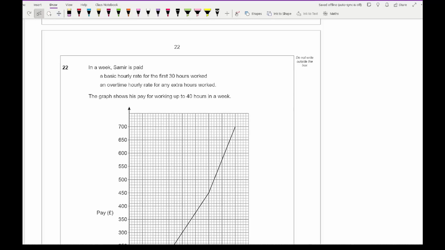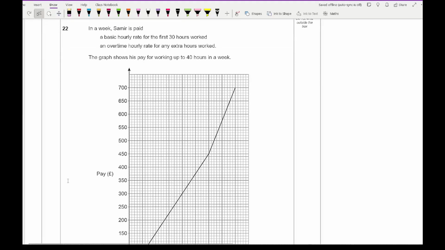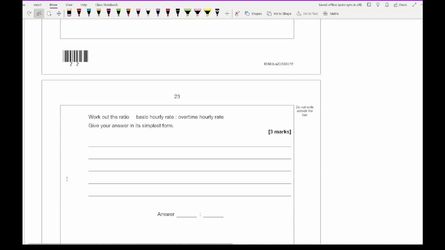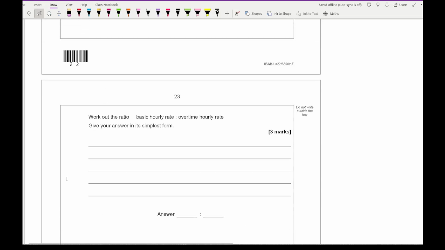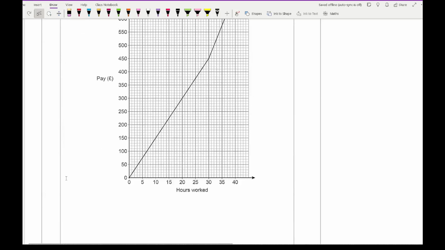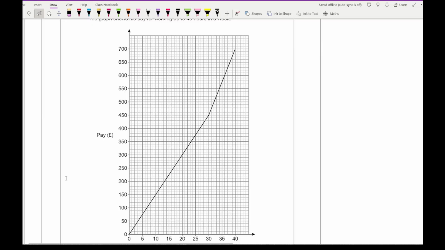So then moving on to question 22, it says in a week, Samir is paid a basic hourly rate for the first 30 hours and an overtime hourly rate for any extra hours worked. The graph shows his pay for working up to 40 hours in a week. And the question is asking us to work out the ratio of the basic hourly rate to the overtime hourly rate, giving our answer as a ratio in its simplest form. So for this, what we need to do is first of all work out the two sections. So this first part of the graph is the basic pay, which is a very poorly drawn line, and this part here is the overtime.